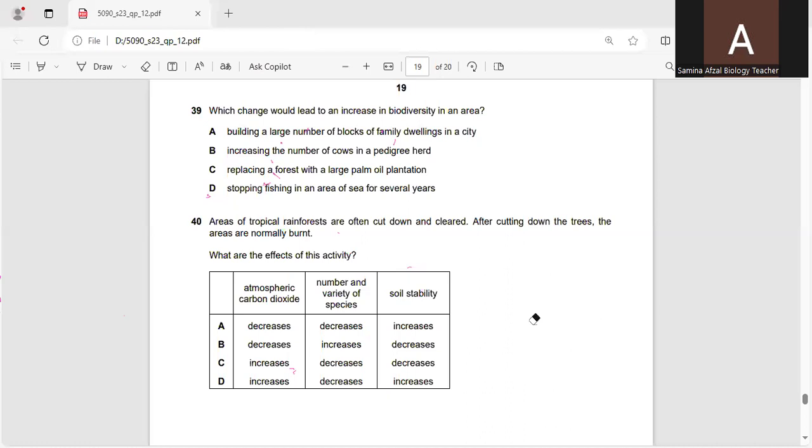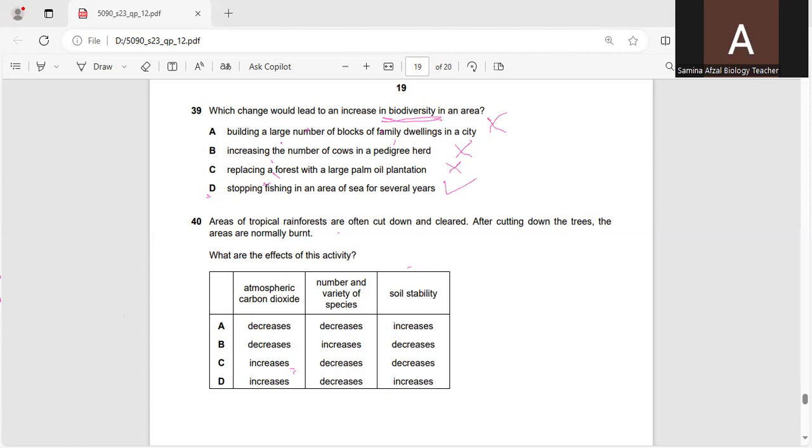Which change would lead to an increase in biodiversity in an area? Building a large number of blocks of family dwellings in a city? No. Increasing the number of cows in a pedigree herd? No. Replacing a forest with a large palm oil plantation? No. Stopping fishing in an area of sea for several years? Yes. We have to increase biodiversity.